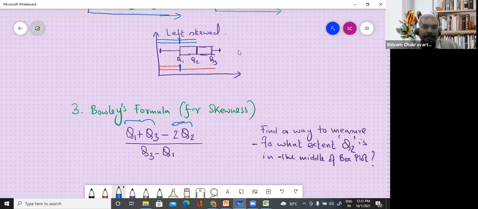So have a look at it again. Maybe this was a slightly complicated formula for skewness, at least the logic was complicated. Once you know how to find Q1, Q2, Q3, this could also be the simplest formula. So this is one.